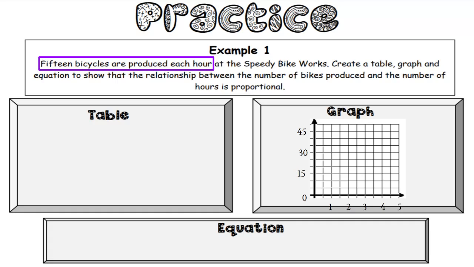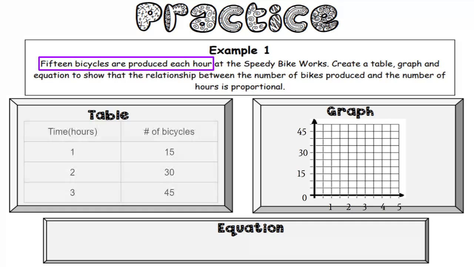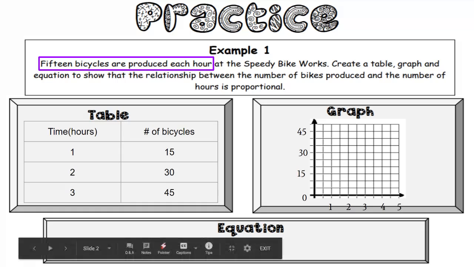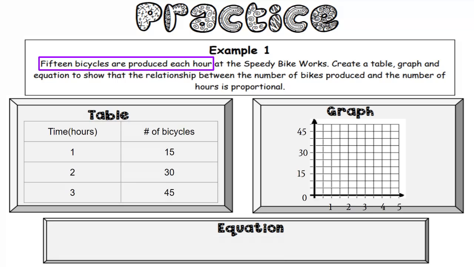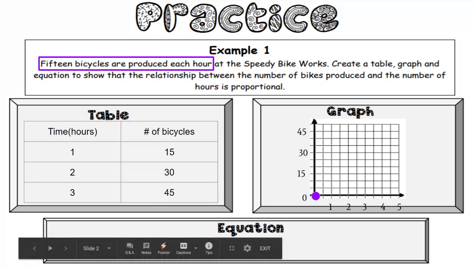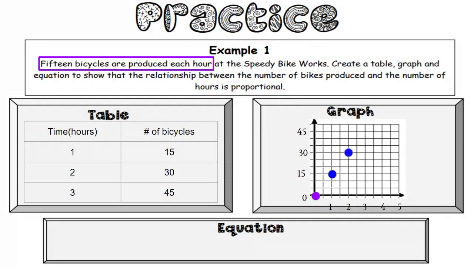In 2 hours, Speedy Bikes Works produces 30 bicycles. And in 3 hours, they will produce 45 bicycles, and so forth. So from this information, I can easily take the information from the table to a graph. I know that at 0 hours, I haven't produced any bicycles, so therefore I will start at (0, 0). And in 1 hour, I produce 15 bicycles, 2 hours, 30 bicycles, and so forth. And clearly I see that when graphed, it goes through the origin, proving this is a proportional relationship.